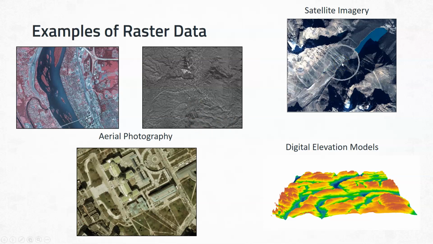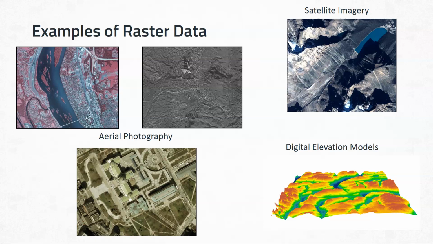Then there's also satellite imagery, which is essentially very similar to aerial photography, except that it's imagery taken from space. And the resolution of satellite imagery is not as good normally as what you get with aerial photography because it's covering such a large portion of the Earth's surface.